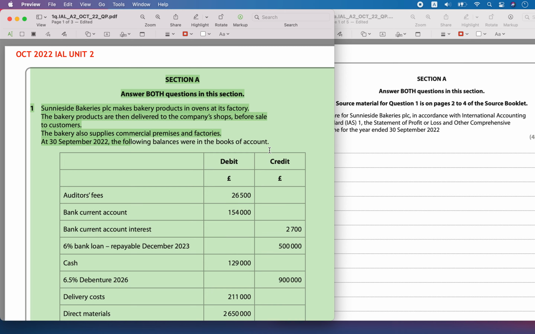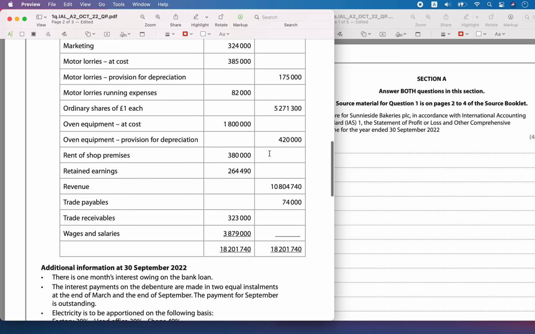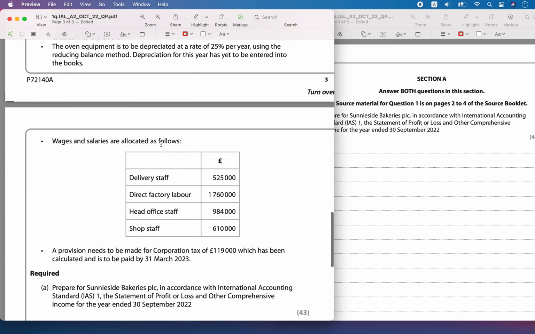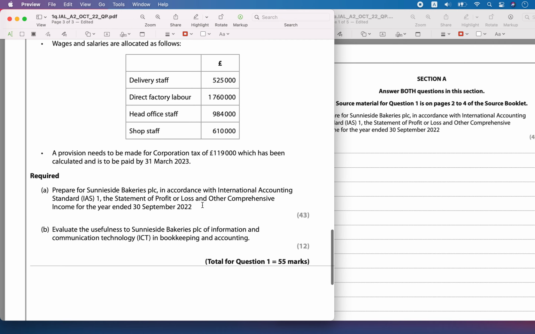At 30th September 2022, the following balances were available in the books of account, and they have given additional information at 30th September 2022. And finally we are supposed to calculate. Part A of the question is, prepare for the Sunnyside Bakeries PLC in accordance with International Accounting Standard IAS 1 the statement of profit or loss and other comprehensive income for the year ended 30th September 2022.